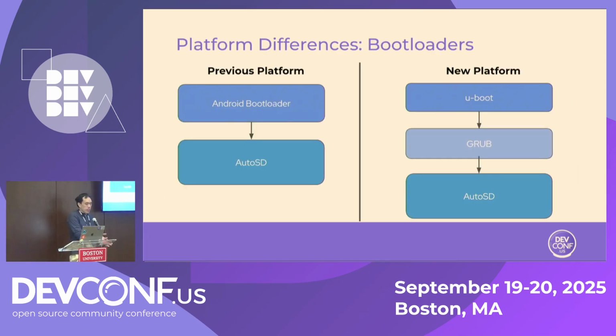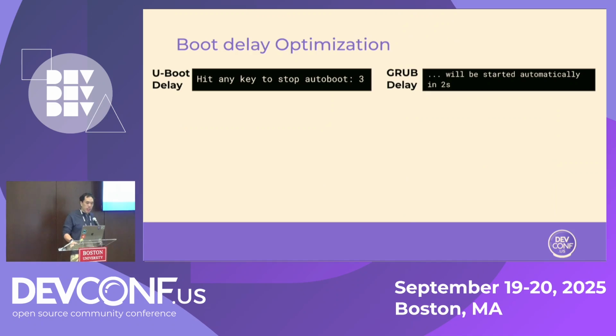So the first thing we discovered was the platform differences between the two. In our older platform, it was just straight Android bootloader and then to Linux. In this new platform, we have chained bootloaders. We have U-Boot, then it goes into Grub, and then goes to AutoSD. So the first thing was to get some easy, low-hanging fruit, so a bunch of boot delay optimization. If you've ever gone into a U-Boot system, you see "hit any key to enter U-Boot." There was a 3-second delay there, and there was another 2-second delay in Grub.